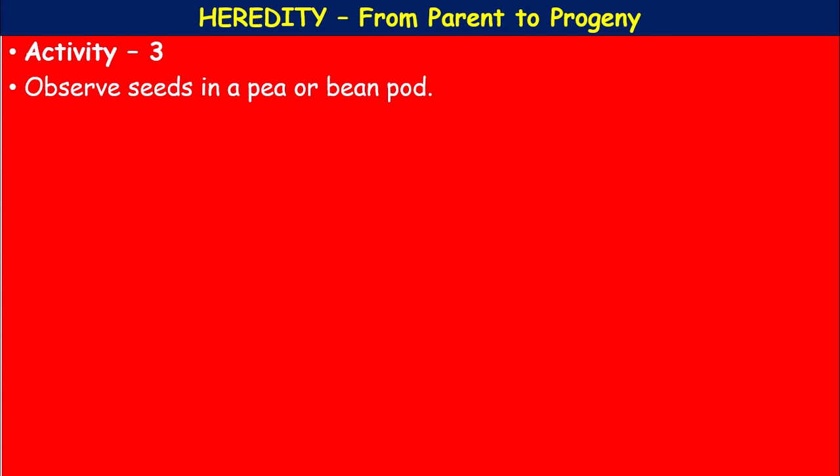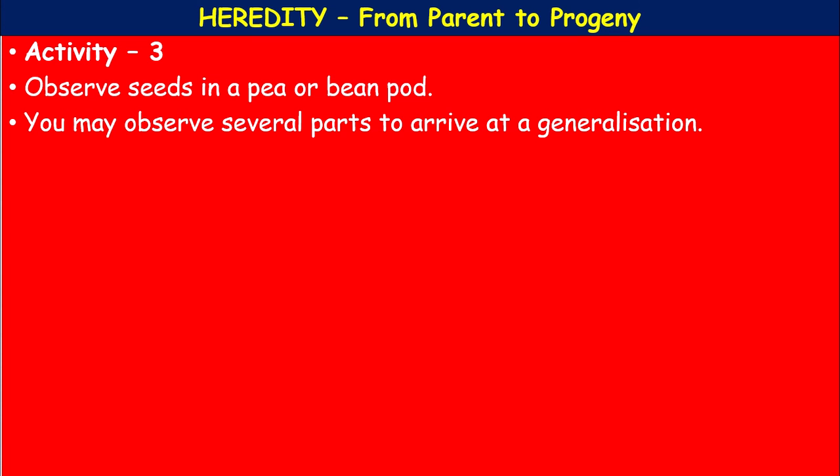So, let us go for another activity. Observe the seeds in a pea or a bean pod. You may observe several parts to arrive at a generalization. What is the generalization? After observing 3 or 4 varieties of the same species of the same plant, you will come to one general opinion. That is called generalization.